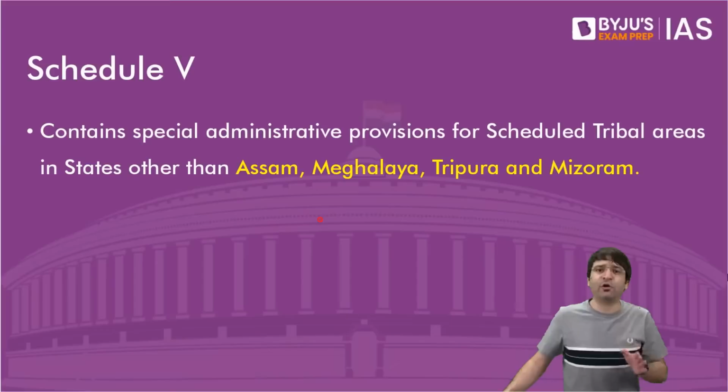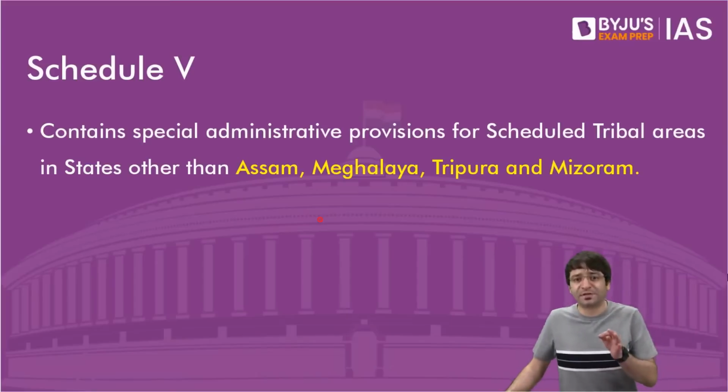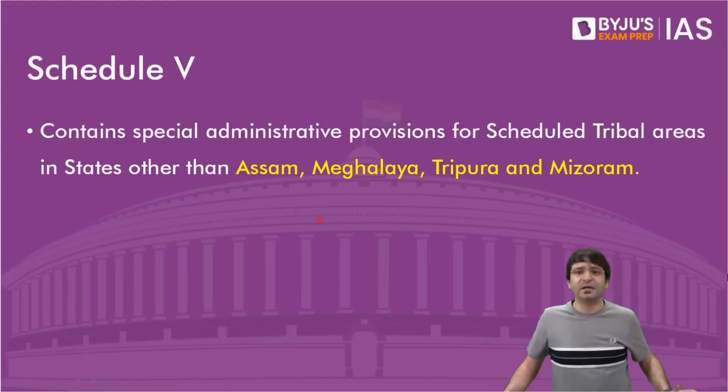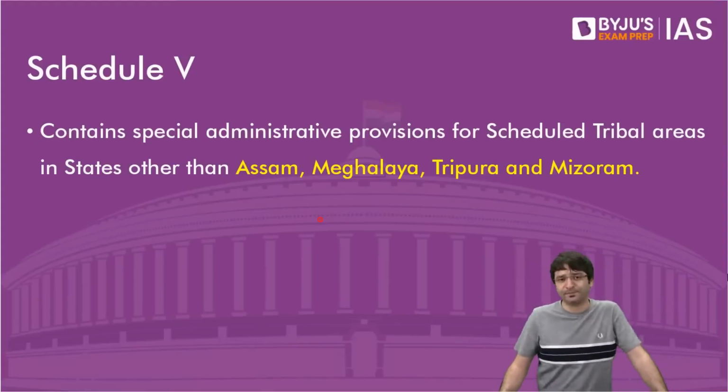Then Schedule 4 talks about representation of states in the Rajya Sabha. All the 28 states that we have and 2 union territories that we have, they will have representation in the Rajya Sabha. And what is that representation? That is provided under Schedule 4 of the Constitution.